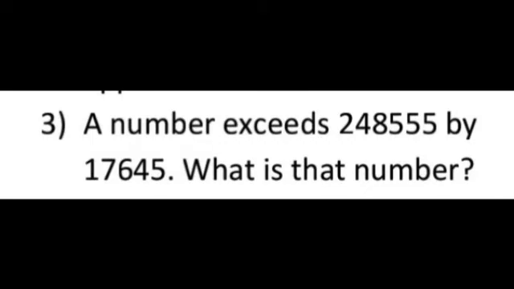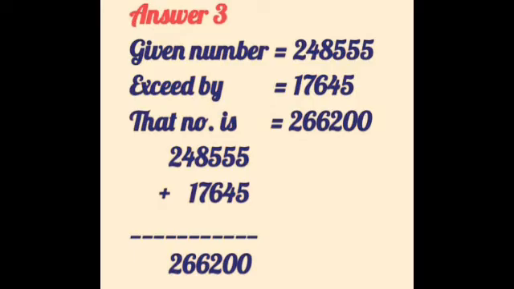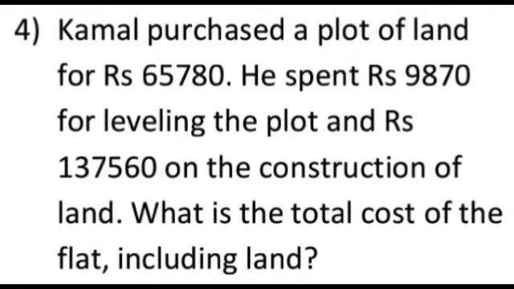Question number 3. A number exceeds 2,48,555 by 17,645. What is that number? You have to find that number. So the given number is 2,48,555 and it exceeds by 17,645. So that number will be, we have to add both the numbers, and the answer will be 2,66,200.